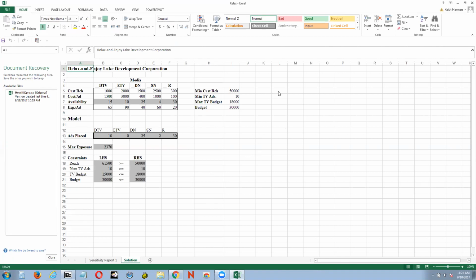Okay, now what the authors are going to do is take us through each of these chapters, these three cases, applications in some different functional areas. Okay, and this first one is the Relax and Enjoy Development Corporation, and again, it's on pages 155 through 157, and this involves a media buy. What type of media do we buy? How much do we spend? Based upon an objective function, which is right here, the maximum exposure for my money.